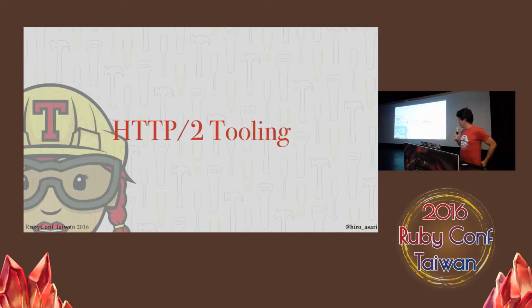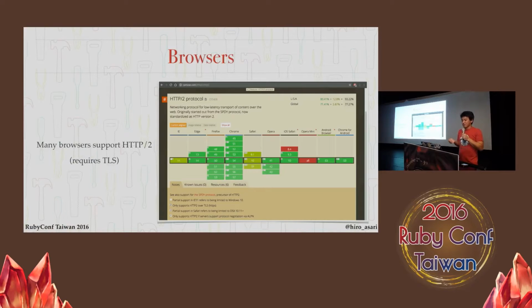Okay, so that was the protocol. Let's look at the H2 tooling at hand. As I mentioned before, the browsers support H2 already: Google Chrome, Firefox, Safari, Internet Explorer, as well as most mobile browsers. The red one that you see there is Opera Mini, which doesn't quite support it yet. And all of these browsers will require TLS in order to use H2, for the reasons that I mentioned earlier.